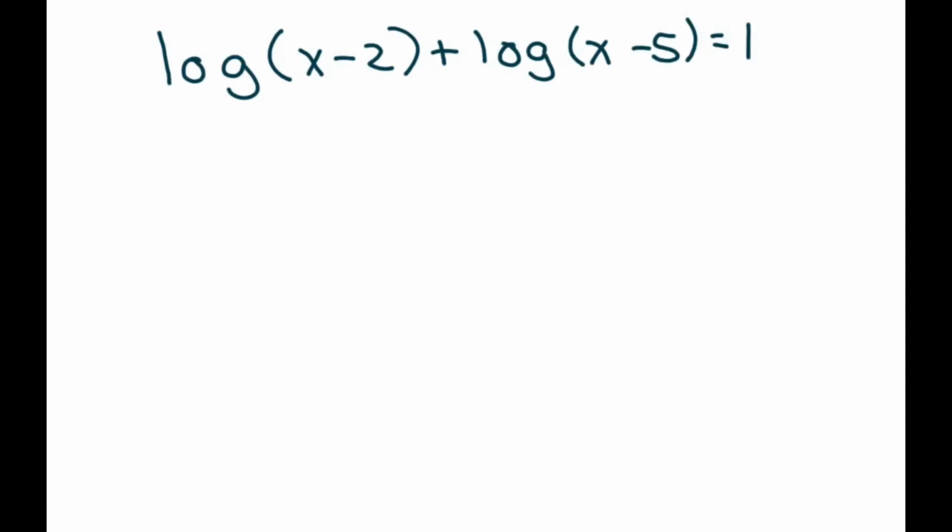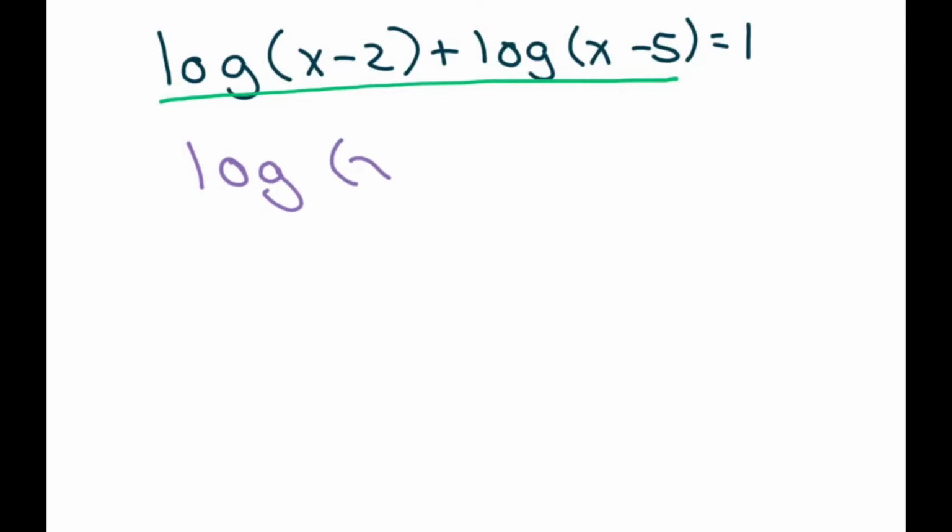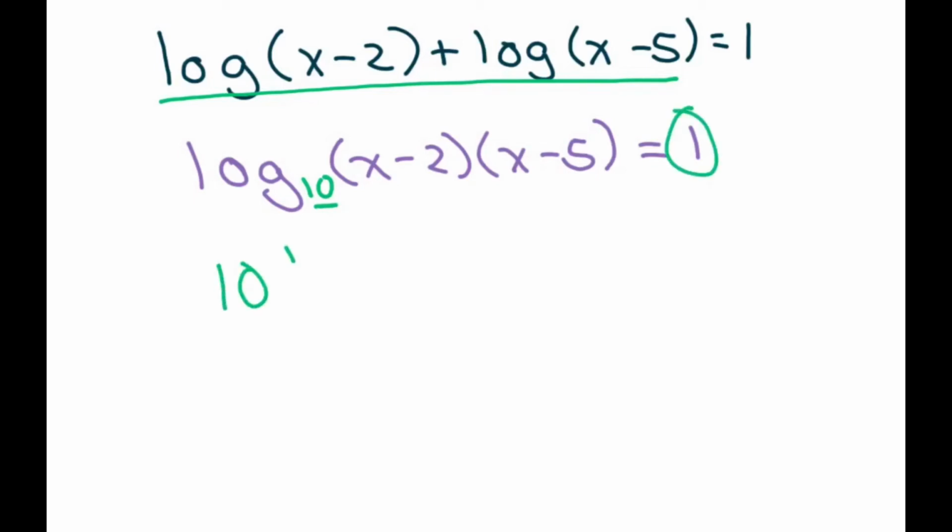And the last one, what we're going to do first is condense this using our properties of logs, the product property, and write it as a single log. So we're going to get log of x minus 2 times x minus 5 equals 1. Furthermore, it doesn't have a base, so this is really base 10. Now what I can do is go ahead and rewrite this. My base is 10, my power is 1, and my value is this piece right here.